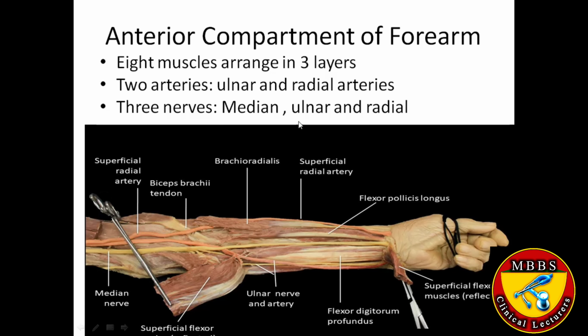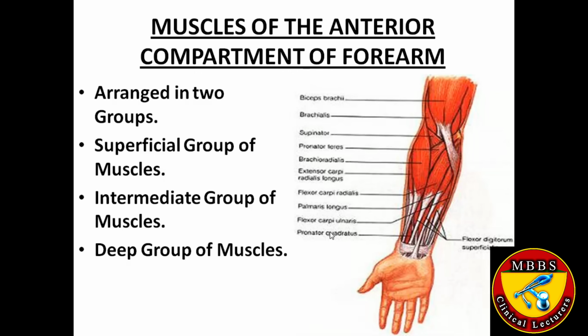So the anterior compartment comprises 8 muscles arranged in 3 different layers, 2 arteries and 3 nerves. The 8 muscles arrange themselves into superficial, middle and deep layers, while the 2 arteries, the radial and the ulnar arteries, are the major arteries of this region. The nerves are the median nerve, radial nerve and the ulnar nerve, which are present in the anterior or flexor compartment of the forearm.